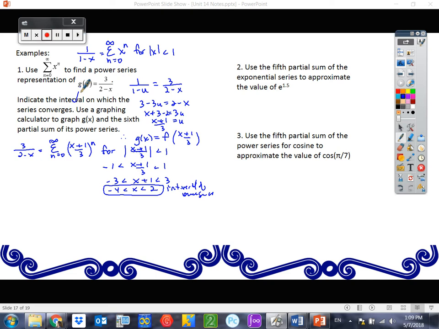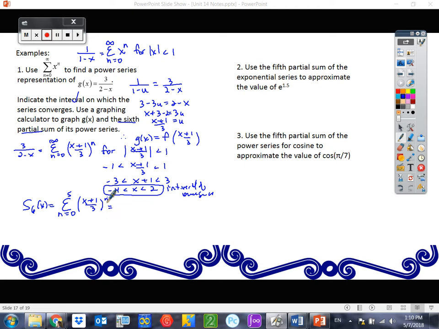What they want us to do is, on the graphing calculator, graph this function and the sixth partial sum of the power series that we just created. So that's s of 6. Well, what does that mean? That means that I need the first 6 terms of my series. So basically, let's just write it out. It's from 0 to 5 of ((x plus 1) over 3) to the n. So 0 would be my first term, all the way to 5 would be my sixth term, and I'm going to just put in those numbers.